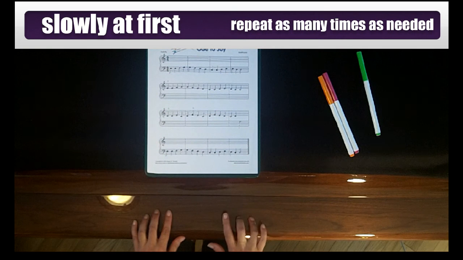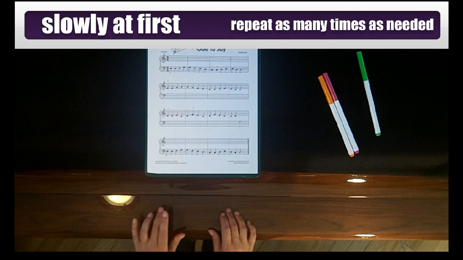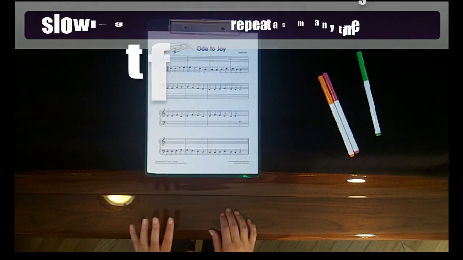3, 3, 4, 5, 5, 4, 3, 2, 1, 1, 2, 3, 2, 1, 1. 2, 2, 3, 1, 2, 4, 3, 1, 2, 4, 3, 2, 1, 2, 1. 3, 3, 2, 1, 1, 2, 3, 4, 5, 5, 4, 3, 4, 5, 5.